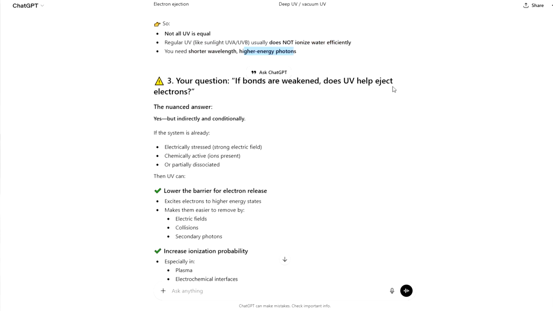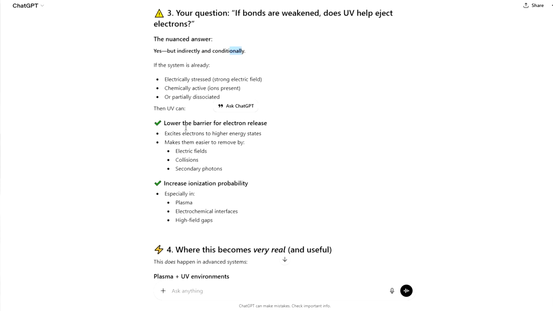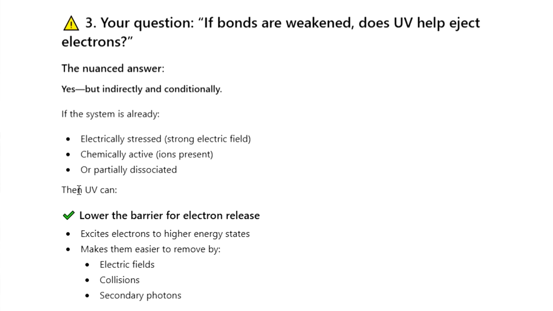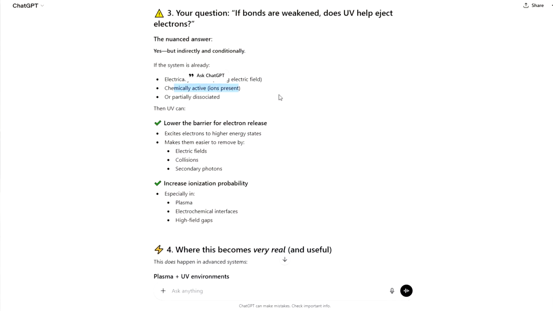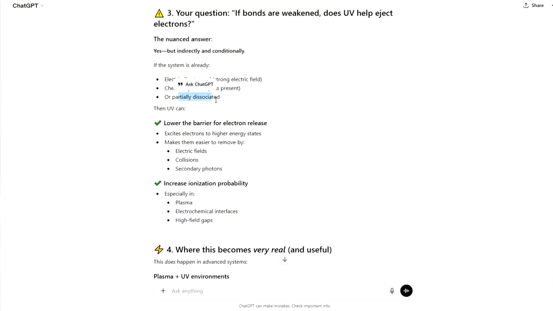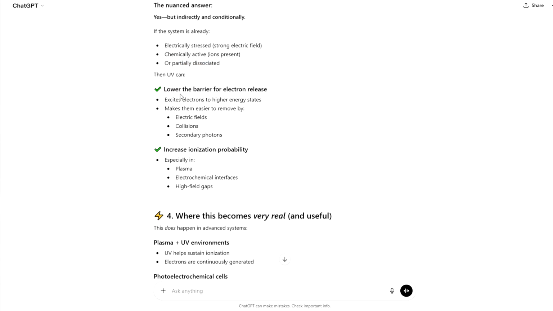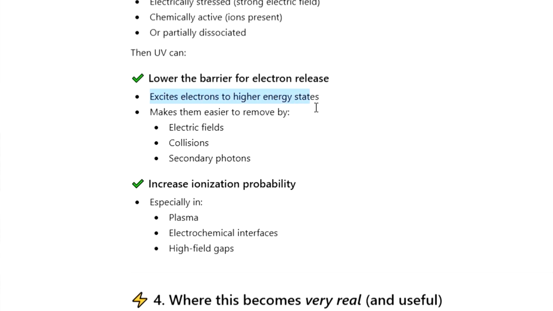Your question, if bonds are weakened, does UV help eject electrons? The nuanced answer: yes, but indirectly and conditionally. So yes, okay, it does. If the system is already electrically stressed, strong electric field, which it is, chemically active, ions present, which may be because we have voltage levels high enough in these successive tubes, or partially dissociated, which we kind of already do because of that high intensity voltage field, then UV can lower the barrier for electron release, excites electrons to higher energy states, makes them easier to remove by electric fields, collisions, and secondary photons.